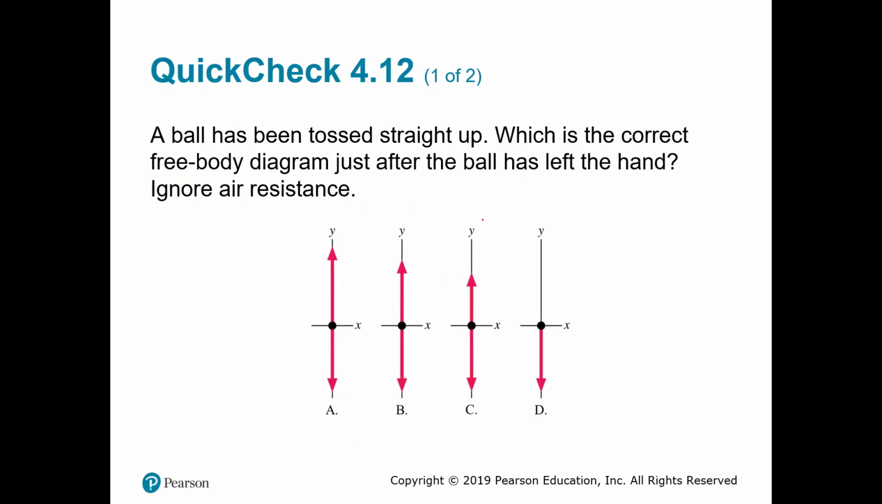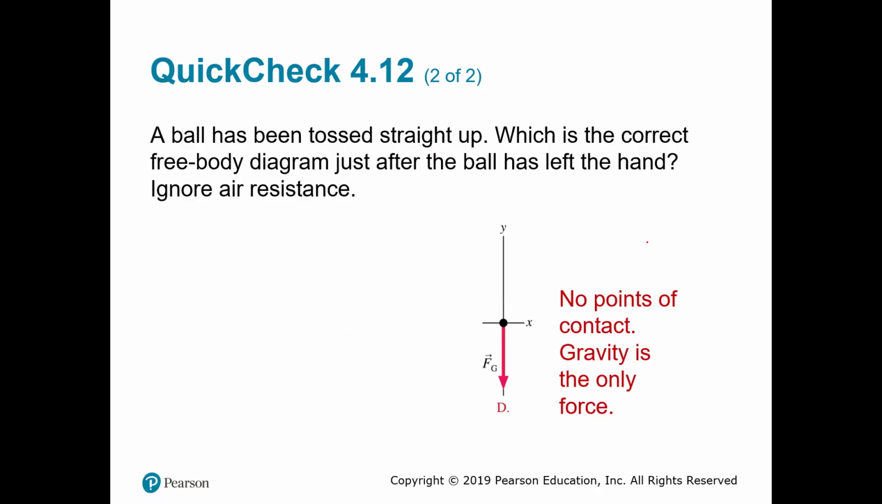And then another example: a ball has been tossed straight up. Which is the correct free body diagram just after the ball has left the hand? So basically the ball is in the air. And as we did in chapters 2 and 3, the only force acting on the ball is the weight. Right? There's no other force. So the answer is B.